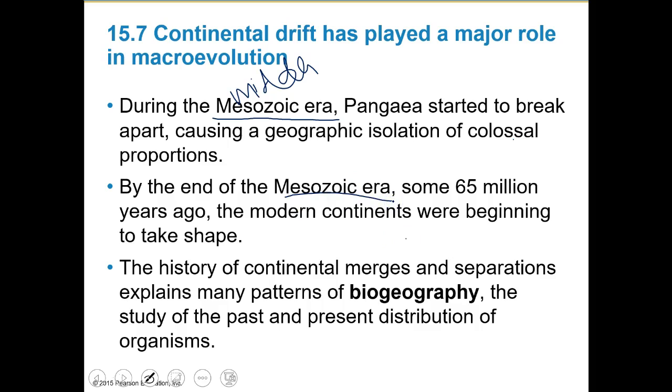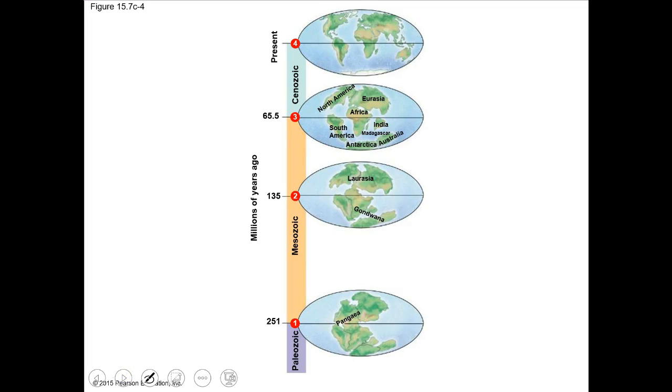The history of continental merges and separation explains patterns of biogeography, so that's life on Earth mapped out. It's the study of the past and present distribution of organisms. All right, so this is what Pangaea would look like at the beginning of the Mesozoic, all formed together and then eventually breaking apart. At the end of the Mesozoic, it looks modern, not exactly. We move a little bit further apart, and now at our portion of the Cenozoic, this is where we are.